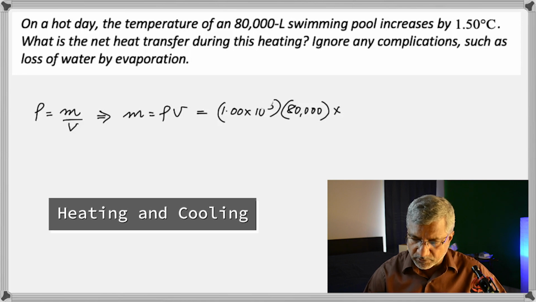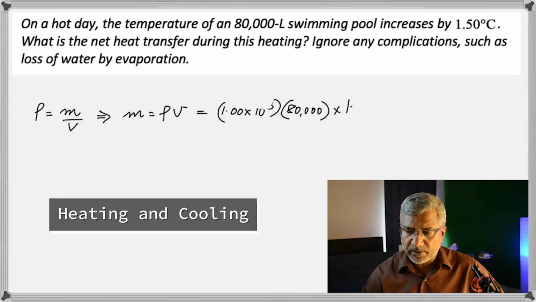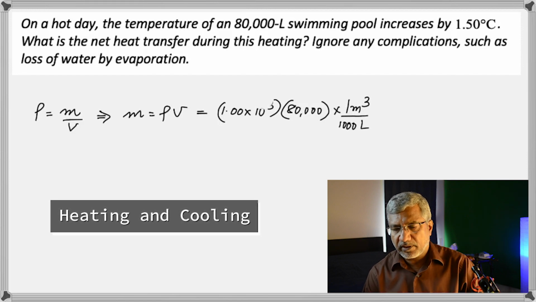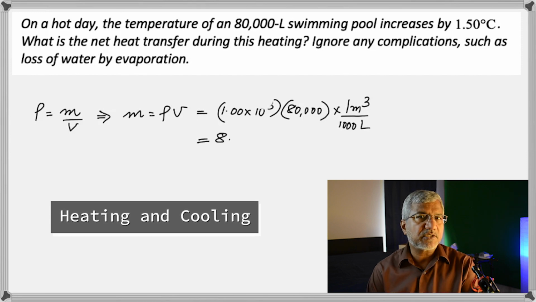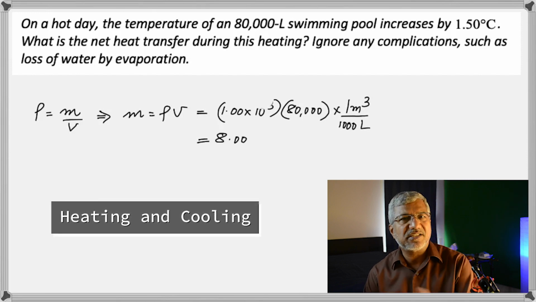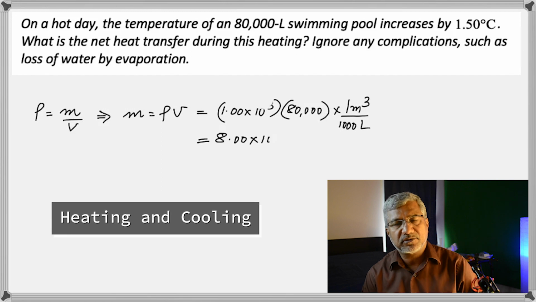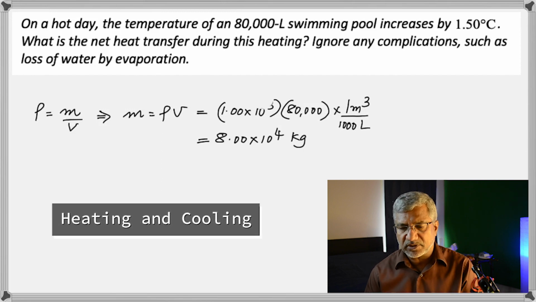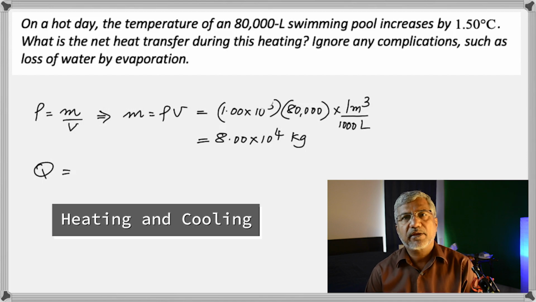So this is supposed to be 10 to the 3 times 80,000, times 1 meter cube by 1,000, because 1 meter cube is 1,000 liters. This is the longer method to change the liters into kilograms. So that gives you 80,000 kilograms, as you can see. Just remember, 1 liter of water is 1 kilogram.